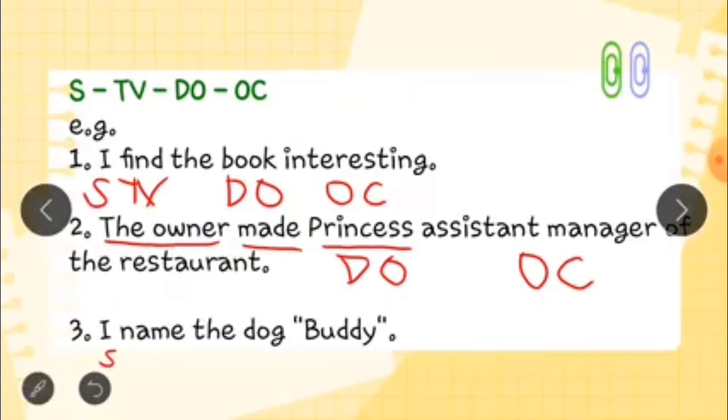Last. I named the dog Buddy. I, subject. Name, transitive verb. Dog, direct object. And Buddy is object complement because it names the direct object dog.